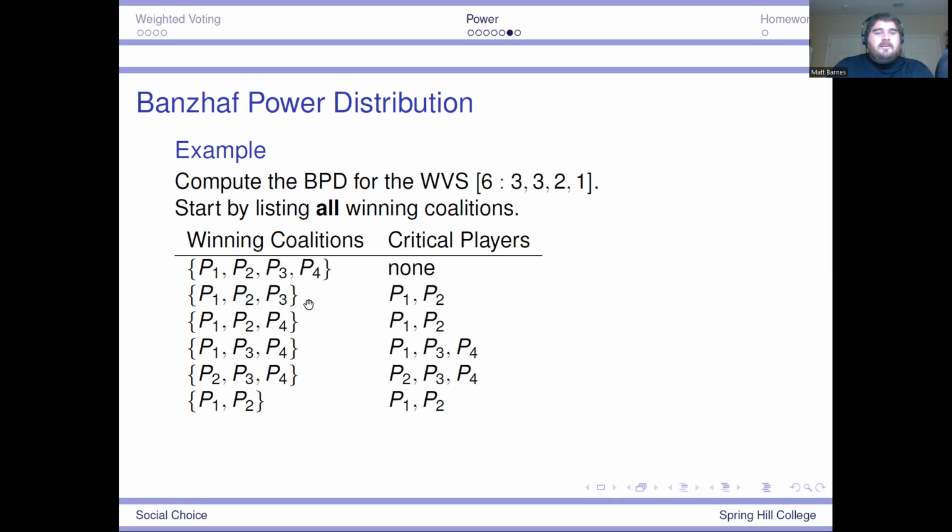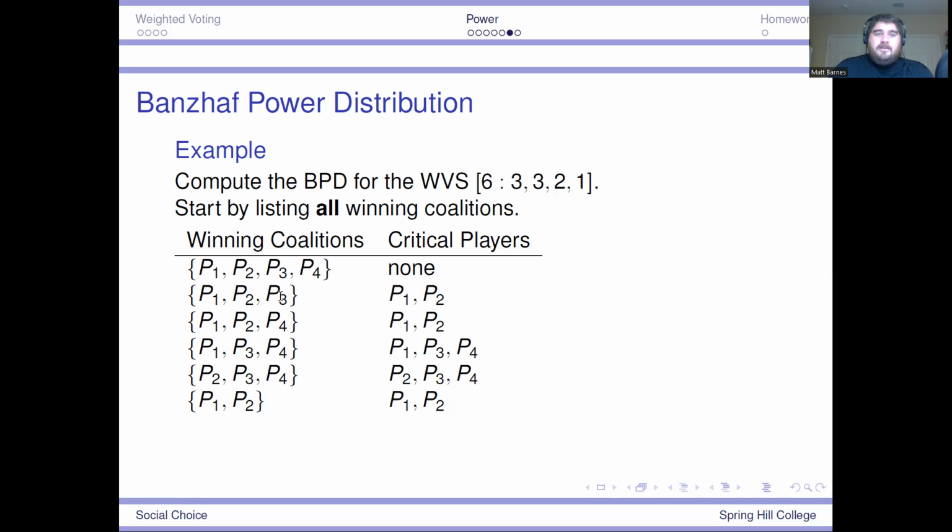So let's take this second line here, because none of them are critical players in the first one. So let's look at this one. Well, if player 1 leaves, that leaves us with player 2 and player 3. So 3 plus 2 is 5. That's not quite 6, so we need player 1 in there to pass this motion. If player 2 leaves, then we would have player 1 and player 3 left over, and that would be 3 plus 2, 5. Still not enough. So player 2 is also necessary.